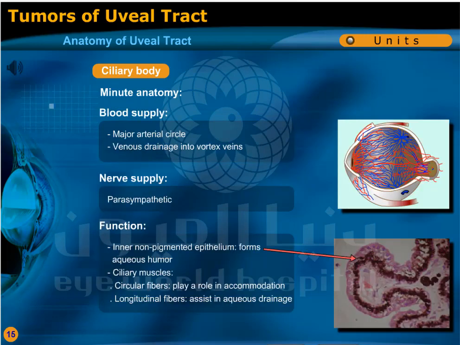Blood supply of the ciliary body. Major arterial circle, venous drainage into vortex veins. Nerve supply, parasympathetic. Function. Inner non-pigmented epithelium forms aqueous humor. Ciliary muscles, circular fibers, play a role in accommodation. Longitudinal fibers assist in aqueous drainage.